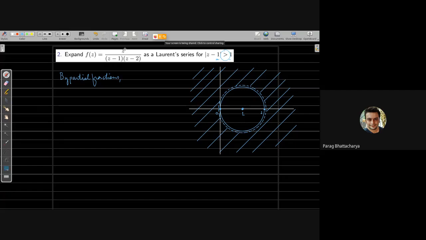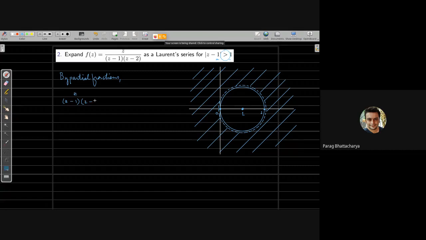The rule is this function should be written as a quotient, as one polynomial divided by another polynomial, such that the polynomial in the numerator has a degree which is at most one less than the degree of the denominator. So in the denominator, degree is 2, because we'll get a z square here. So the polynomial in the numerator cannot exceed degree 1. Here this is z, so it has a degree of 1. So by partial fractions, we should have z divided by (z minus 1)(z minus 2).